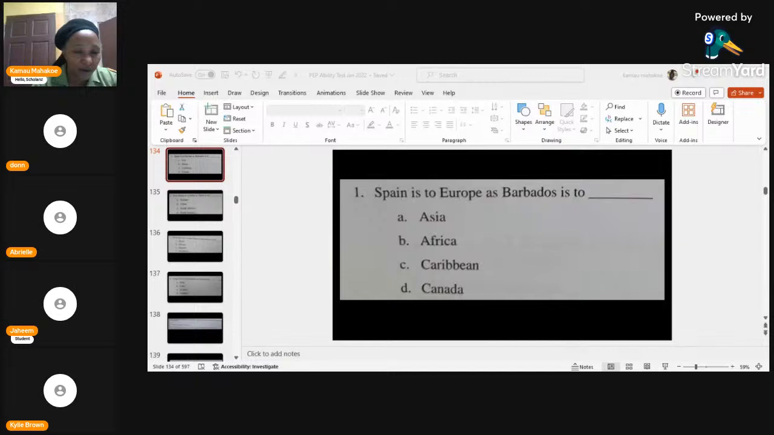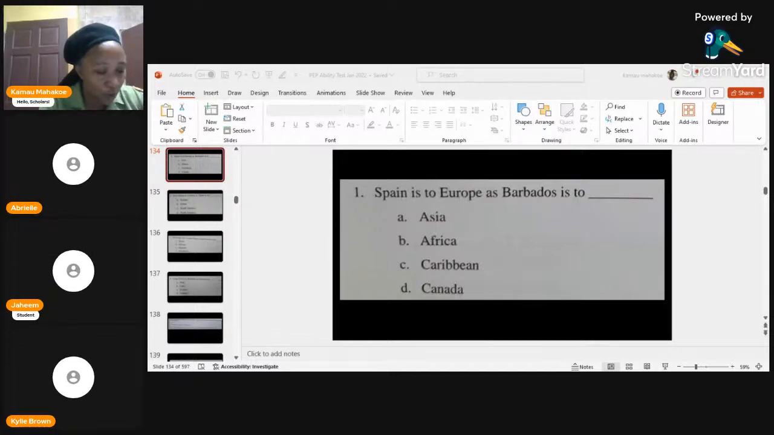Caribbean, all right, so two persons are speaking. Let me hear the names. Who is saying Caribbean? Gabriela and Kylie. Okay, all right, you're both correct. That is the region that Barbados is in. So Spain is in Europe and Barbados is in the Caribbean. Same kind of relationship. And that's what we mean by the analogy type questions in the verbal reasoning section.